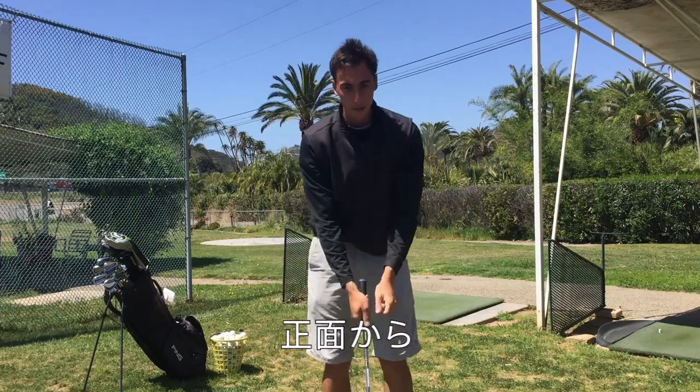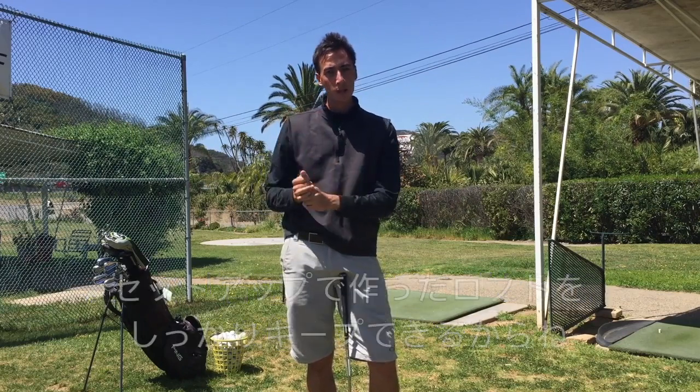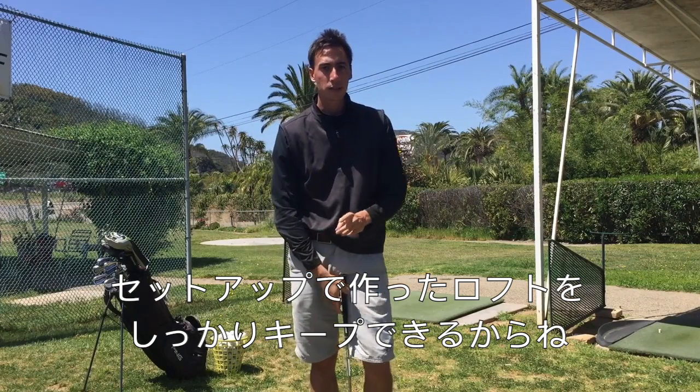Now, from the face-on view, it's going to look a little bit like this. And that's how we're going to start with the takeaway. So again, we're trying to get the club face with more loft, so getting a little bit more lead wrist extension and a little bit more radial hinge will help promote that on the downswing. So that's the first part.